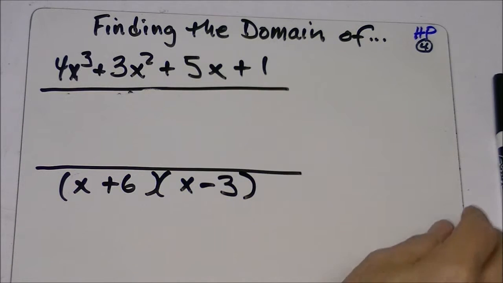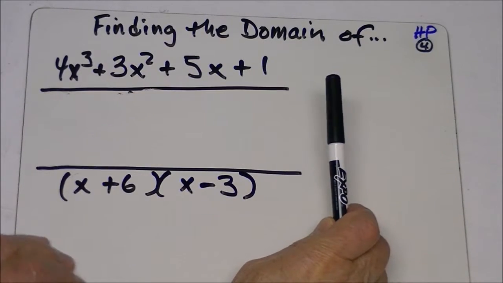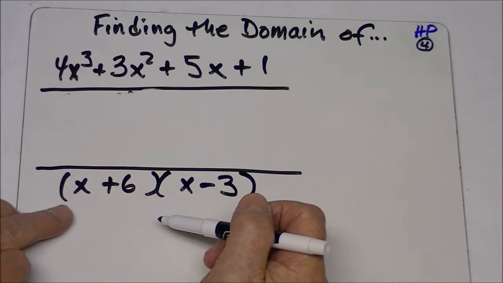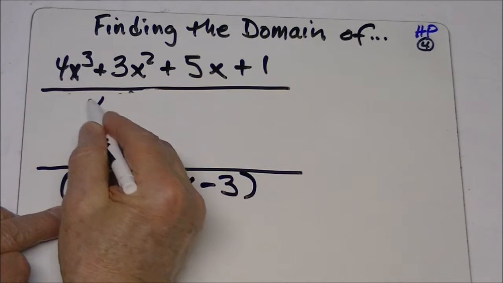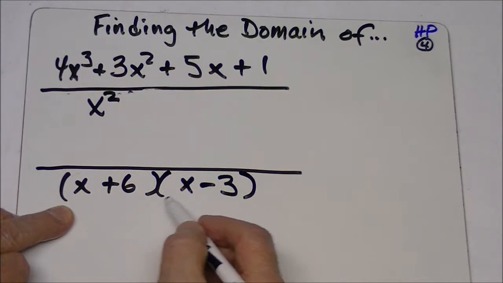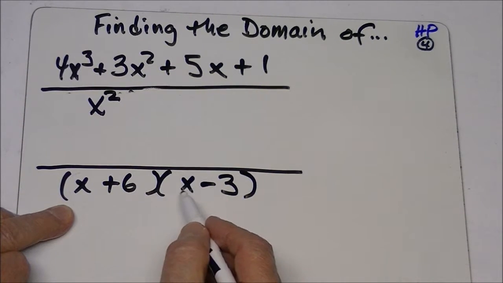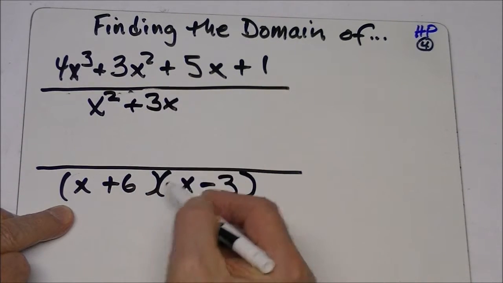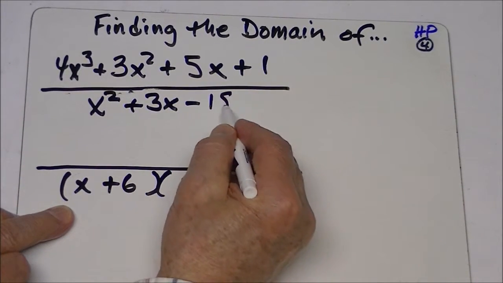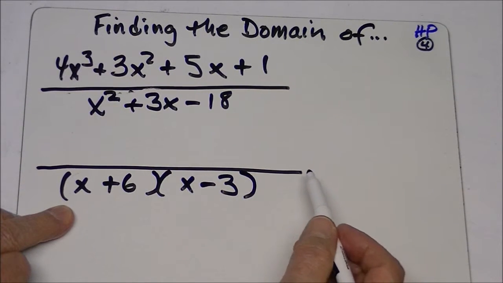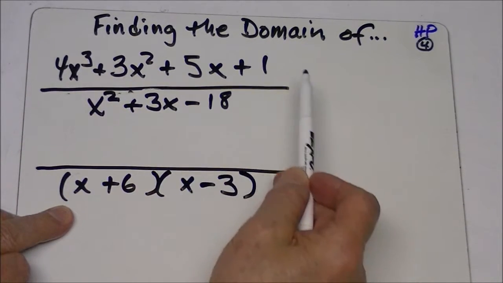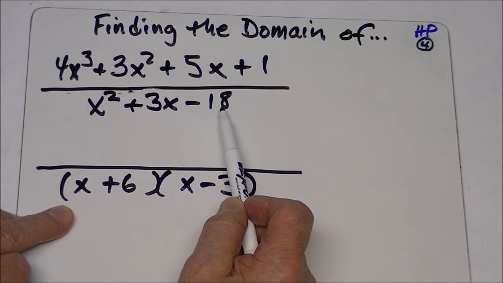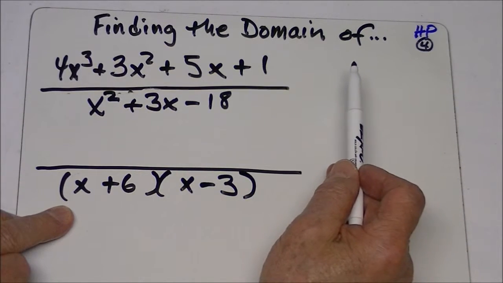Another example I'd like to review is finding the domain of something like this. Now this would have been x squared. I'm just FOILing this: inners, outers, plus 3x minus 18. Okay, so we have this polynomial divided by this trinomial, and we're asked to find the domain.